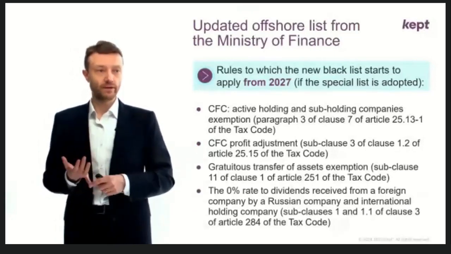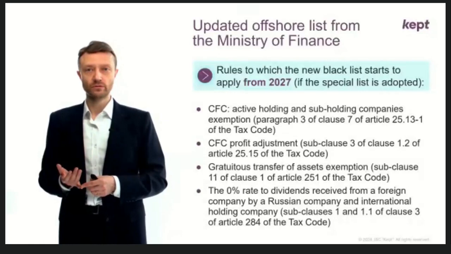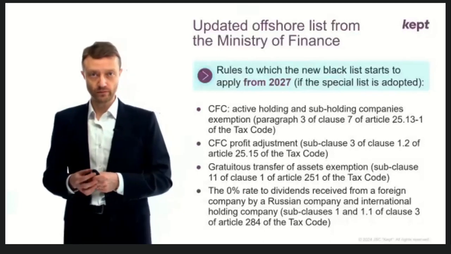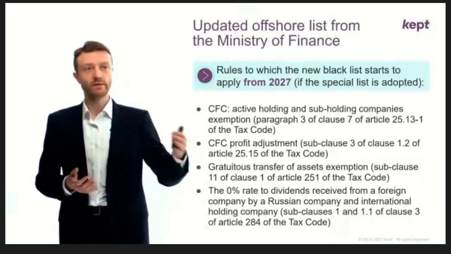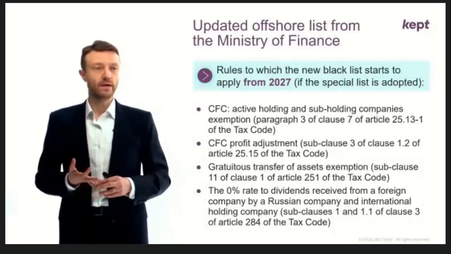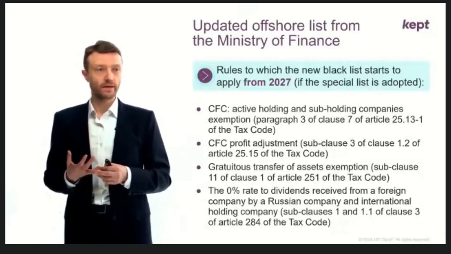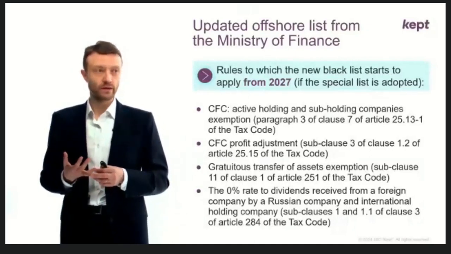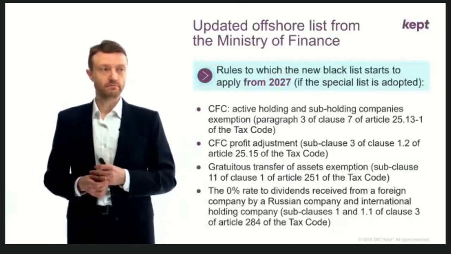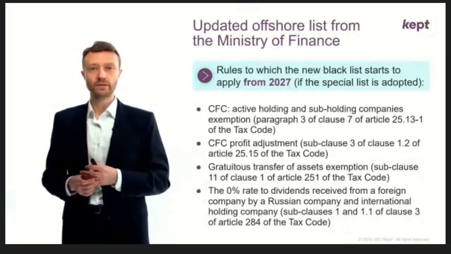And most importantly, I think, the free of charge transfer of assets exemption, which again I mentioned a few times already, and the 0% rate for dividends received by Russian companies and international holding companies from abroad, from foreign subsidiaries. Okay, I think the last 2 points are most common. So the exemption for free of charge transfer and the exemption for dividends received from abroad by Russian companies are going to be applied on the basis of the temporary and shortened special list, which is good news. Obviously, provided that this list remains the same and is adopted as it is currently drafted.